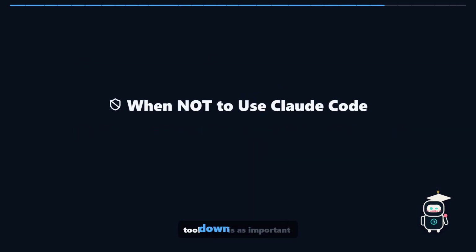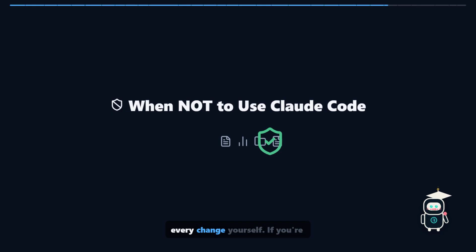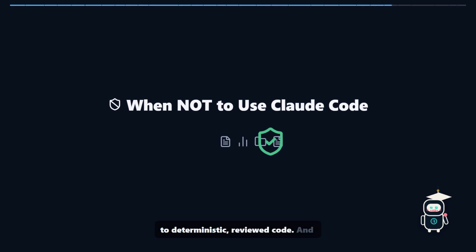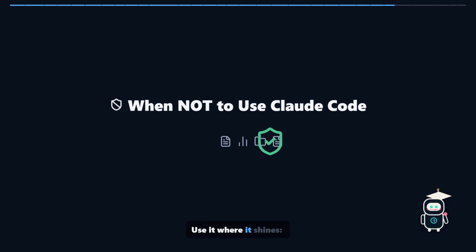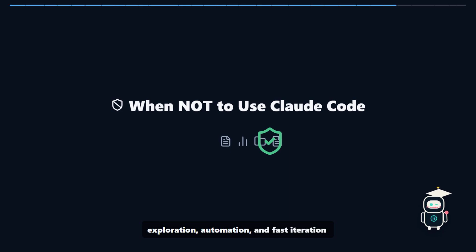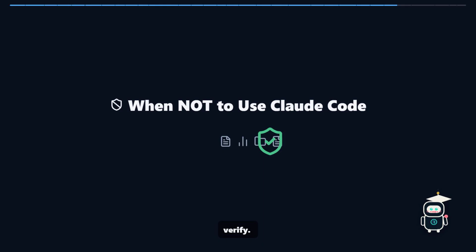Knowing when to put a tool down is as important as knowing how to pick it up. Don't let Claude Code touch your production firewall rules unless you're stepping through every change yourself. If you're building scripts for a PCI, payment card industry, audit, stick to deterministic reviewed code. And if your machine is off the grid, Claude is just a name on a screen. Use it where it shines: exploration, automation, and fast iteration that you still own and verify.